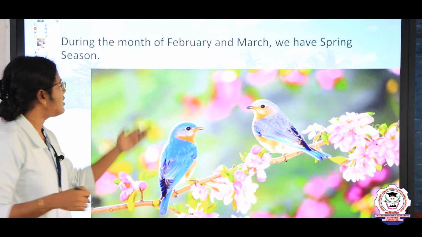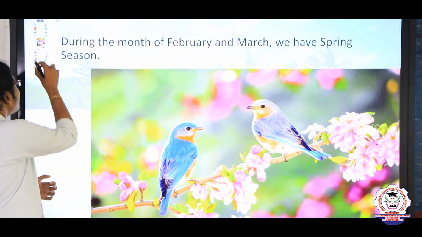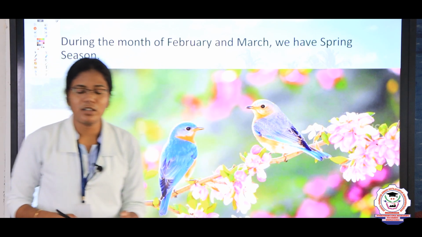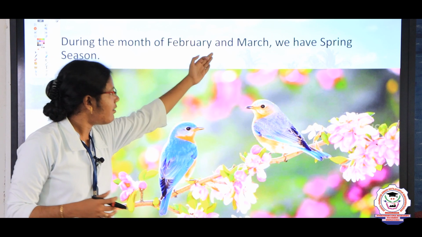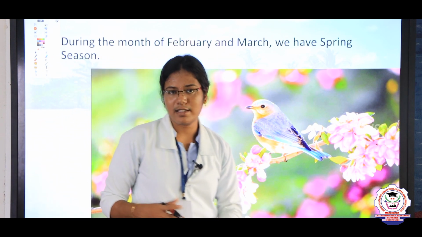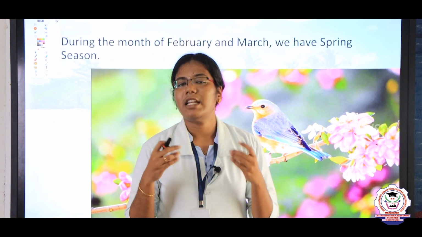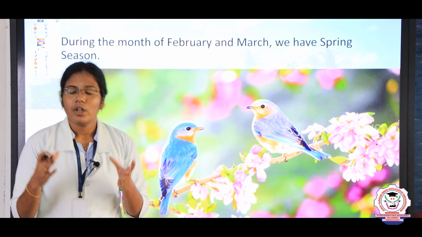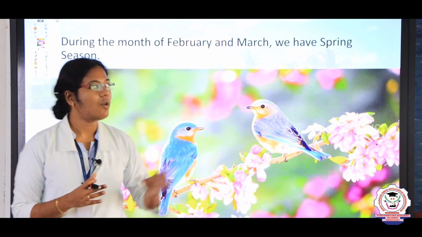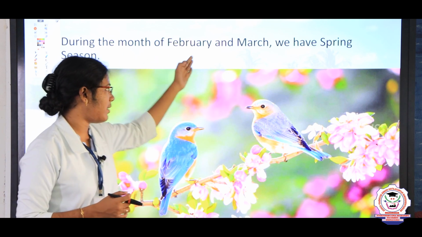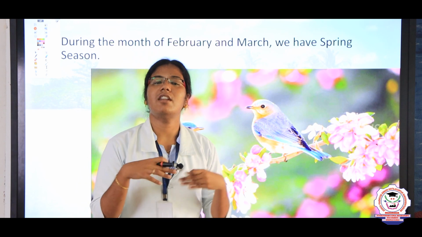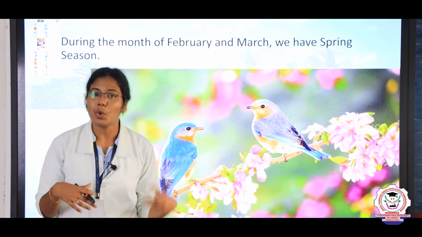The last is the spring. During the months of February and March, after the winter, we have the spring season. During this time the leaves are shed, and then the leaves and flowers bloom again. So in the following months of February and March we have the spring season, in which the leaves are shed and again start to grow.